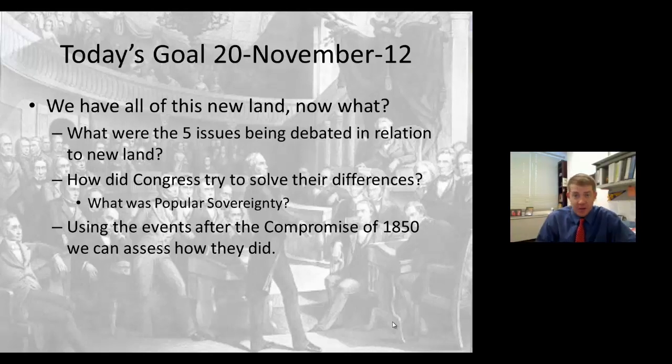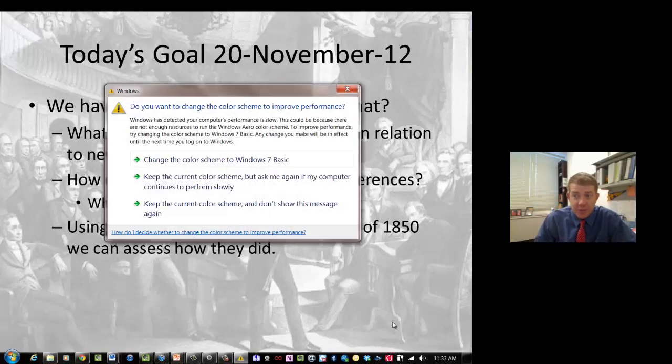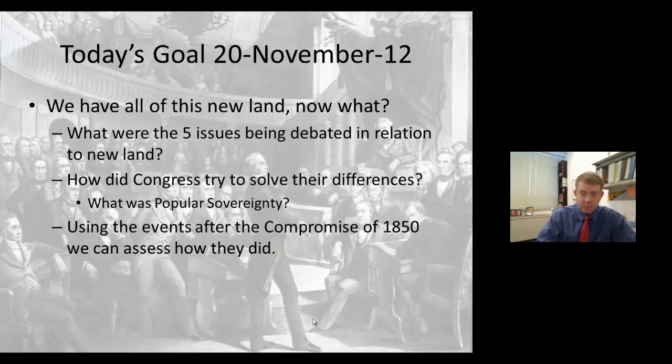We're going to try and delve into 5 big issues that are created as a result of Wilmot opening Pandora's box, opening up the issue of slavery for discussion on the congressional floor. We'll look at how Congress tried to solve their differences and how that ties in this idea of popular sovereignty and what that means.